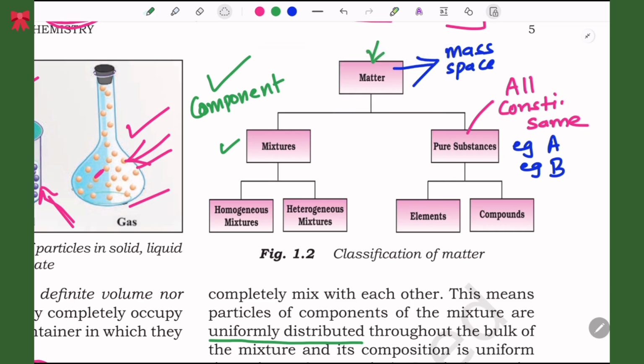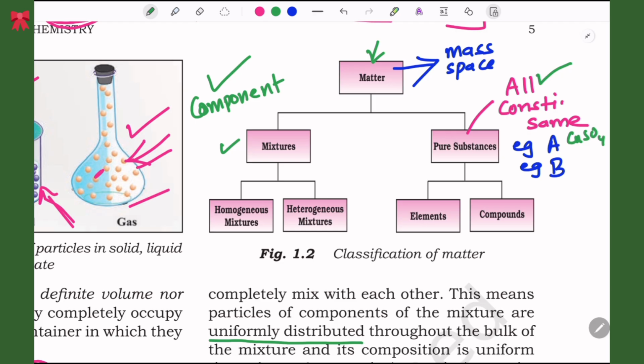Let's go to the next one, the pure substances. So pure substances means you have all the constituents of the same type. For example, you have taken any pure substance like copper sulfate.